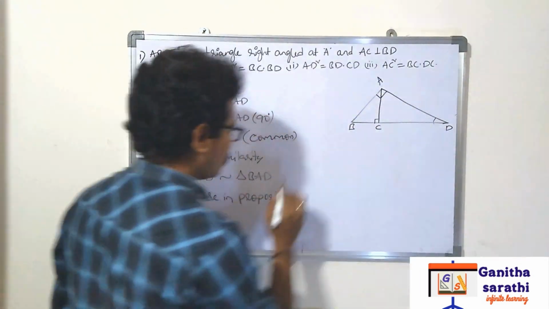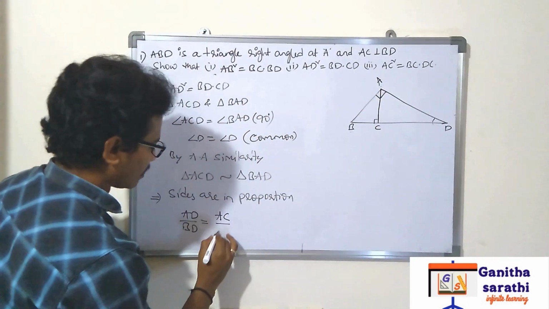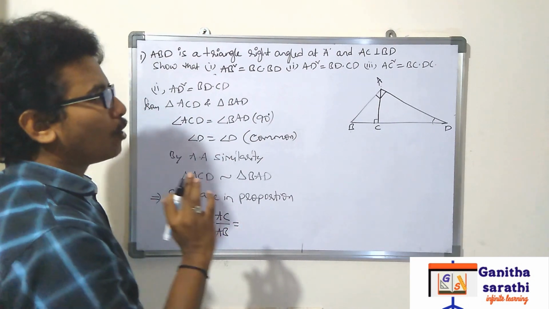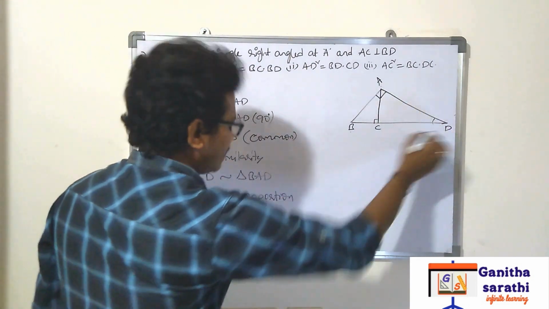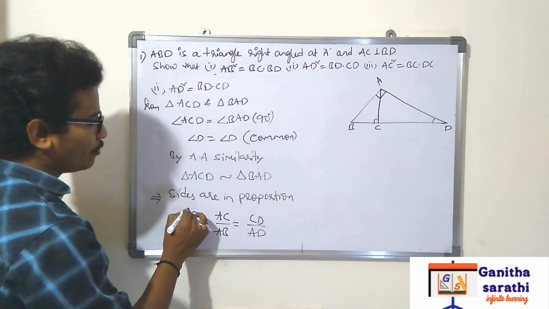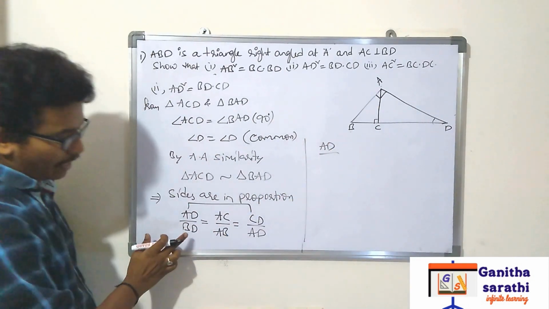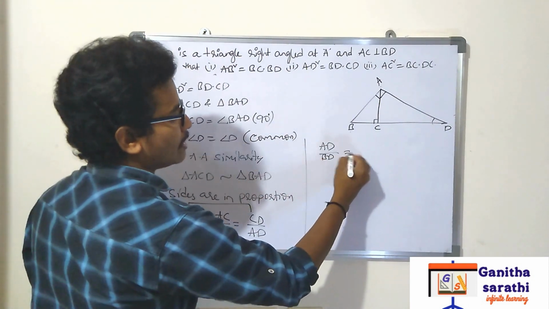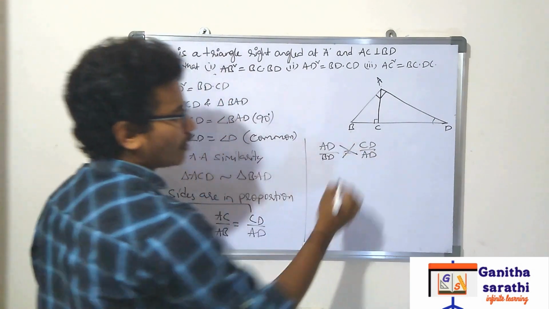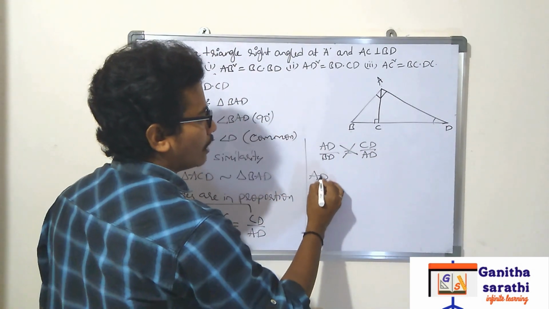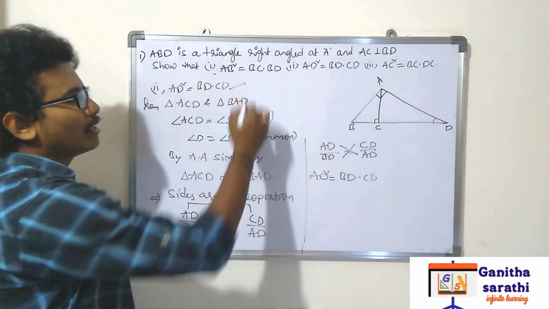in small triangle ACD, what is the shortest side? AC is the shortest side. In big triangle, AB is the shortest side. Is equal to, what is the remaining side? CD is the remaining side in small triangle and AD is the remaining side in big triangle. So we should take these two. AD by BD is equal to CD by AD. Do cross multiplication. AD into AD will give you AD square is equal to BD into CD. That is our second proof.